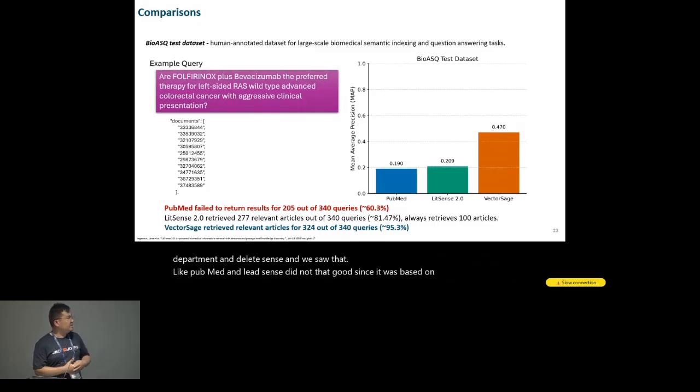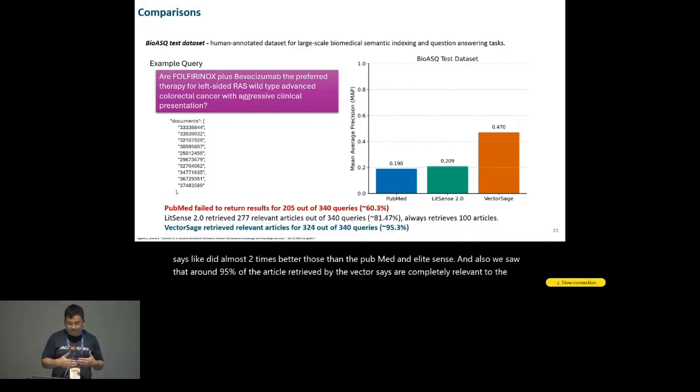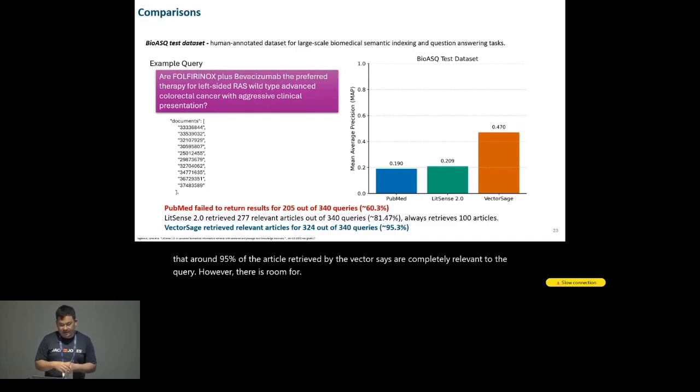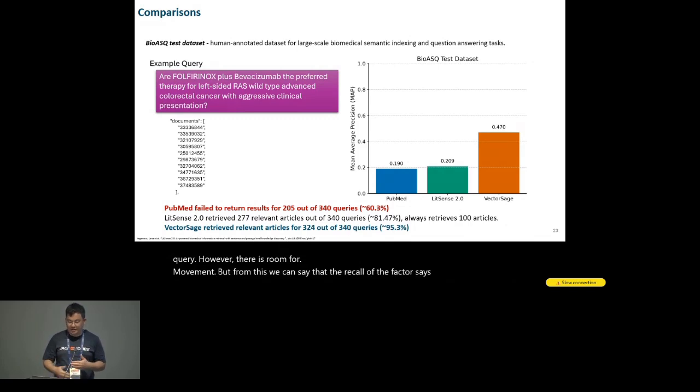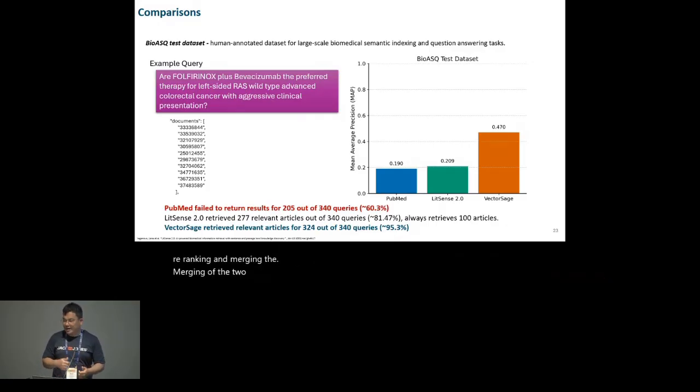PubMed, most of the time it fails, like around 60% of the time it fails. However, VectorSage did almost 2 times better than PubMed and LeadSense. And also we saw that around 95% of the articles retrieved by VectorSage are completely relevant to the query. However, there is room for improvement. But from this, we can say that the recall of VectorSage is very high. And if we optimize the re-ranking and merging of the two ranked lists, we can achieve even better than this current score.